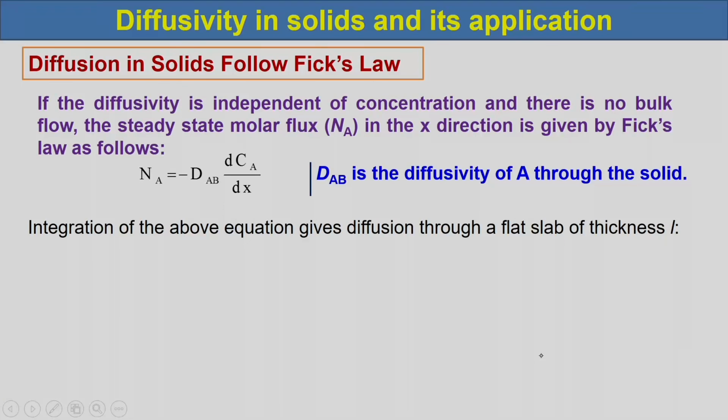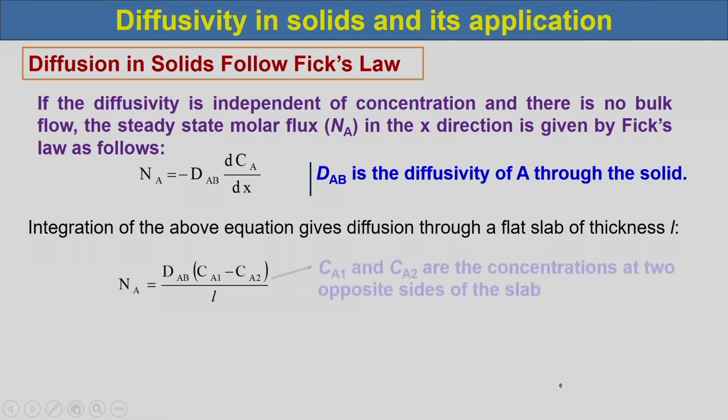Now, integration of this equation gives diffusion through a flat slab of thickness L. So, if we integrate this with a thickness of the slab of solid materials L, we can write Na would be equal to dAB (Ca1 minus Ca2) divided by L. Here Ca1 and Ca2 are the concentrations at two opposite sides of the slab.